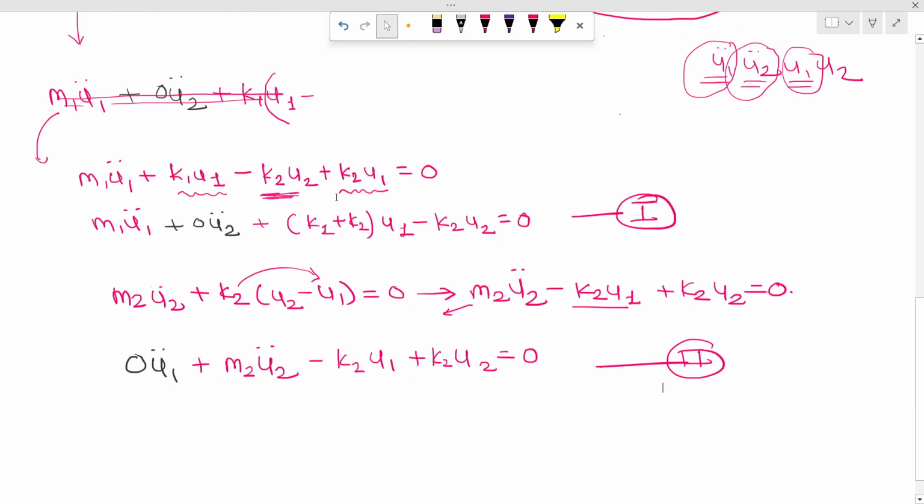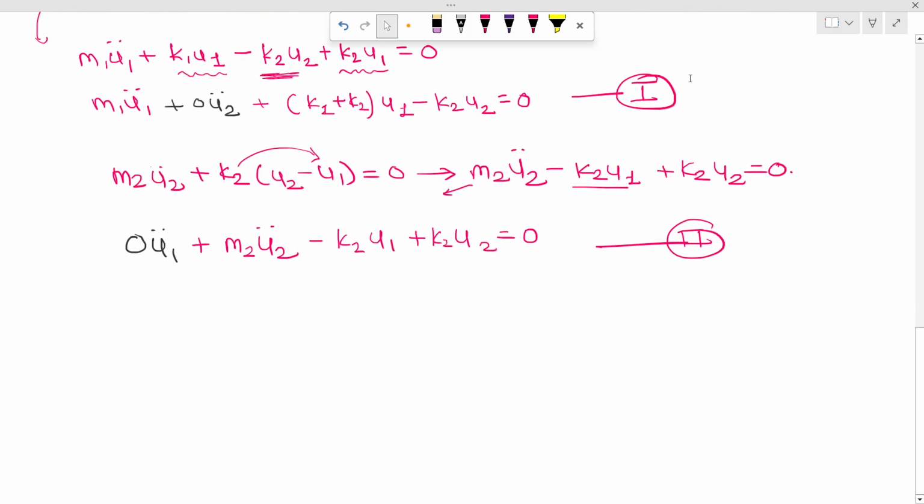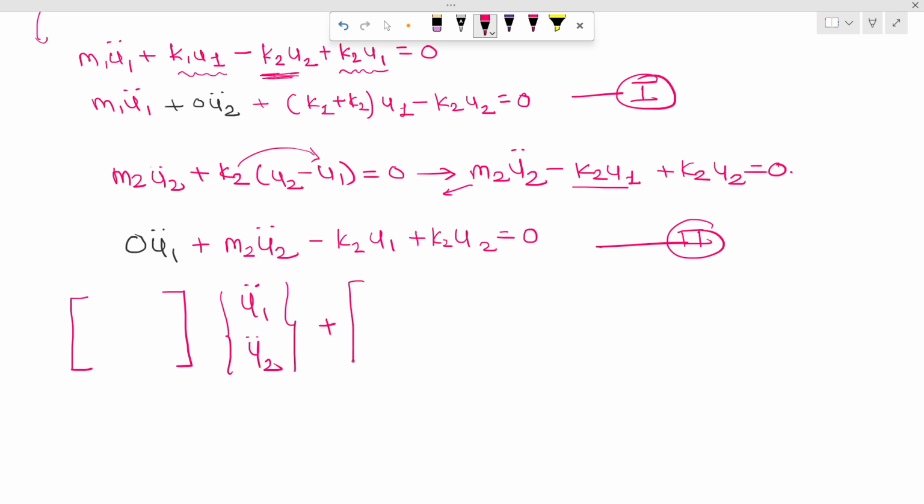Okay. Now I have to formulate the stiffness matrix and mass matrix. So this will be my mass matrix. Then this is U1 double dot and U2 double dot. Then this is my stiffness matrix, which is multiplied by U1 U2 and is equal to 0. As I have not considered the damping and external force, this much is enough.